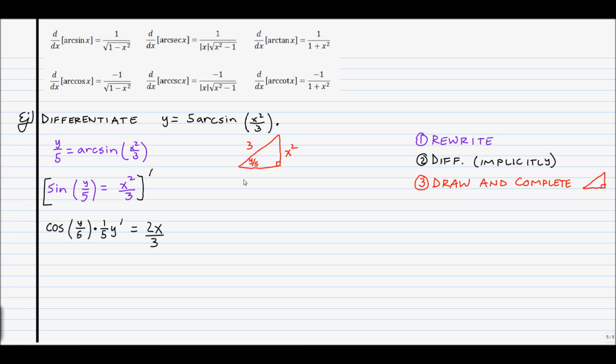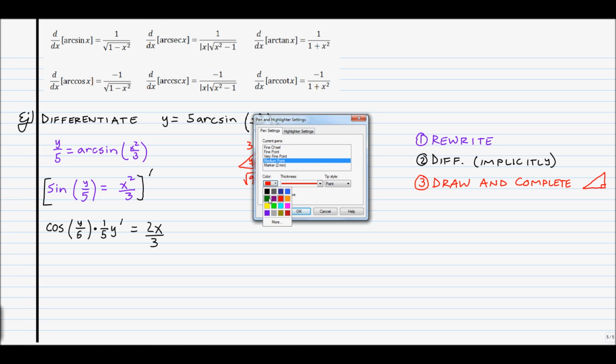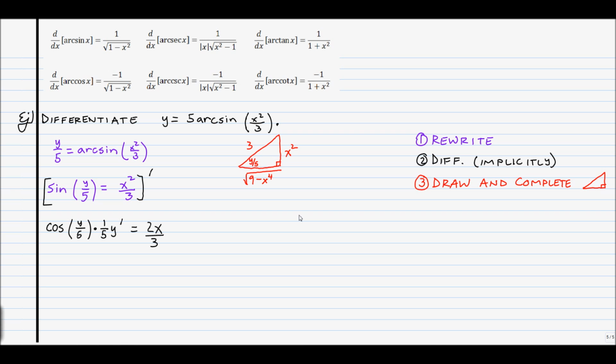From here we need the missing side, so we use the Pythagorean Theorem. This leg squared plus the missing leg squared has to equal 3 squared. That means the missing side is going to be 9 minus x squared squared, which is x to the 4th. So the missing side is the square root of 9 minus x to the 4th. We've got a complete triangle staring at us now. Great. Our next step is to solve for y prime, because we're getting close to the point where we can substitute some of this stuff.